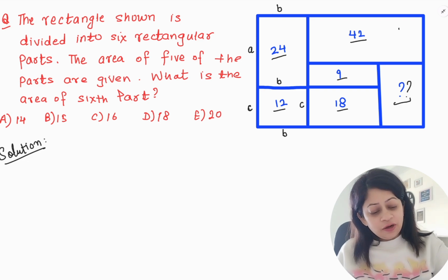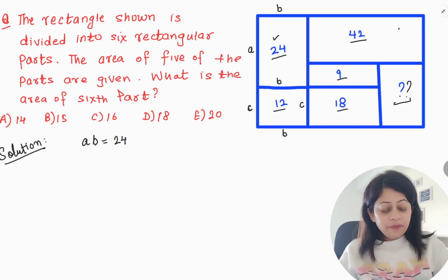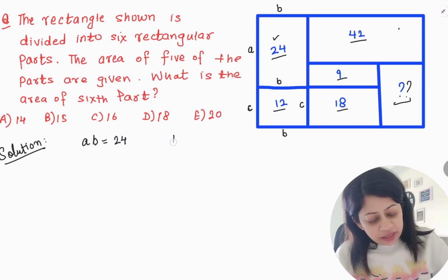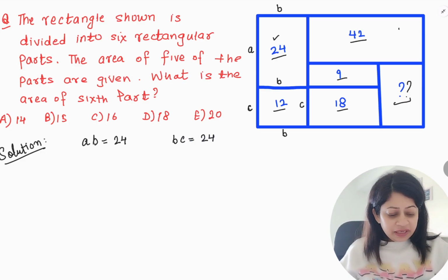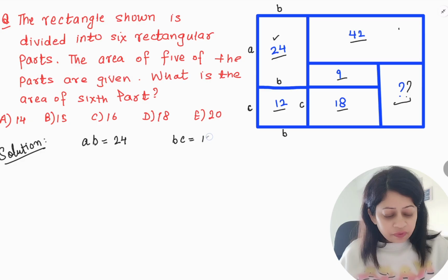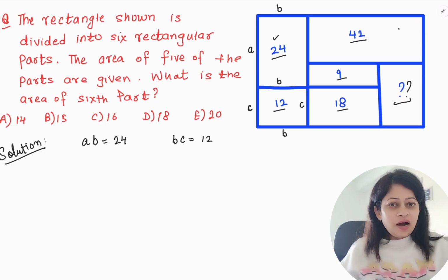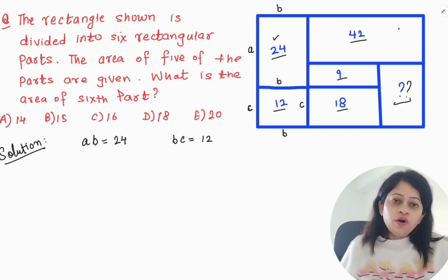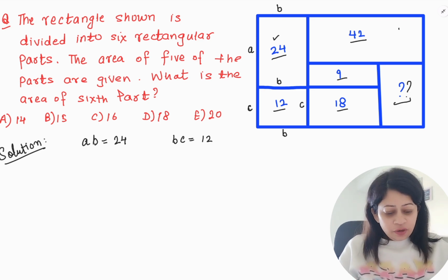First I will write the area of this rectangle and I know that AB is equal to 24, right? And then I know that BC is equal to 12. If you see here, we have two equations and three variables. So somehow we need to eliminate one of the variables so we can simplify our question. So let us try to eliminate.